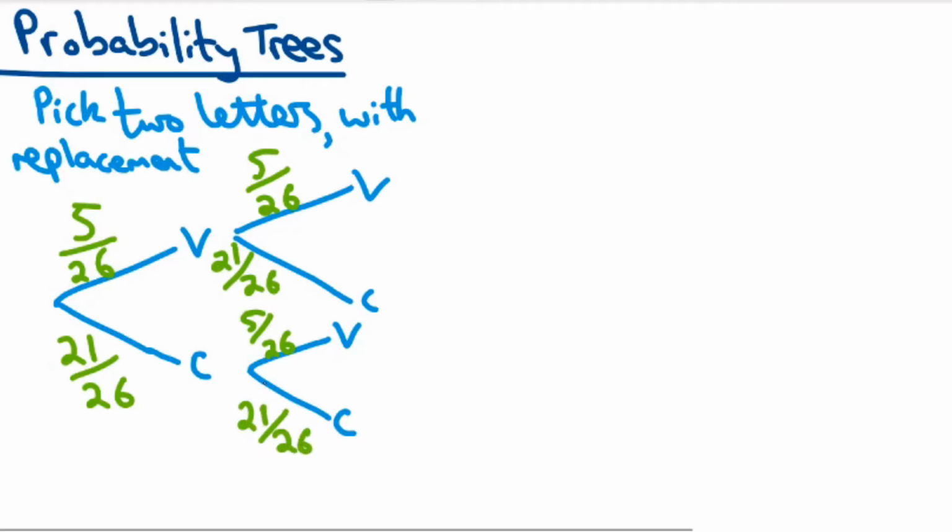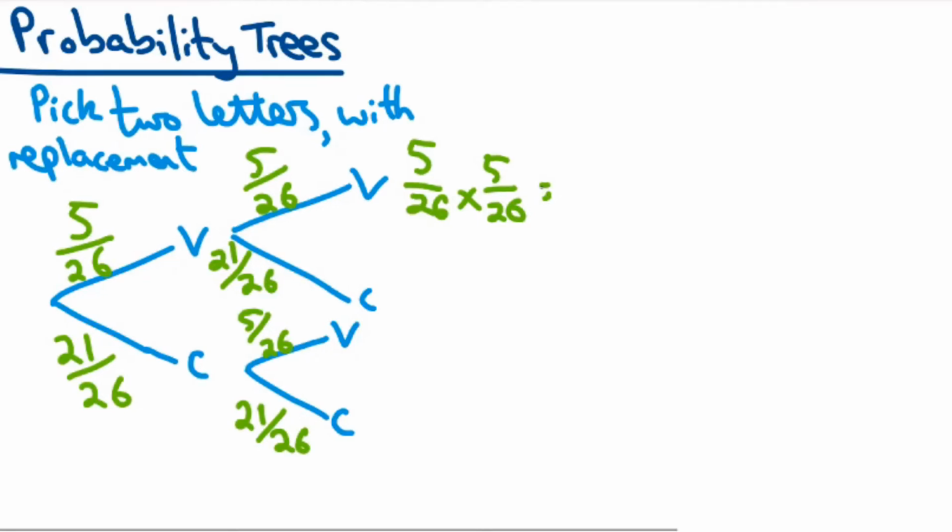To then get the probability of, say, them getting 2 vowels, you read along the branch from left to right, and you're going to be timesing the probabilities together. So 5 out of 26 times 5 out of 26. And if you were to put that into your calculator, you would get 25 over 676. So out of 676 possible outcomes, in 25 of them you would have picked out 2 vowels.